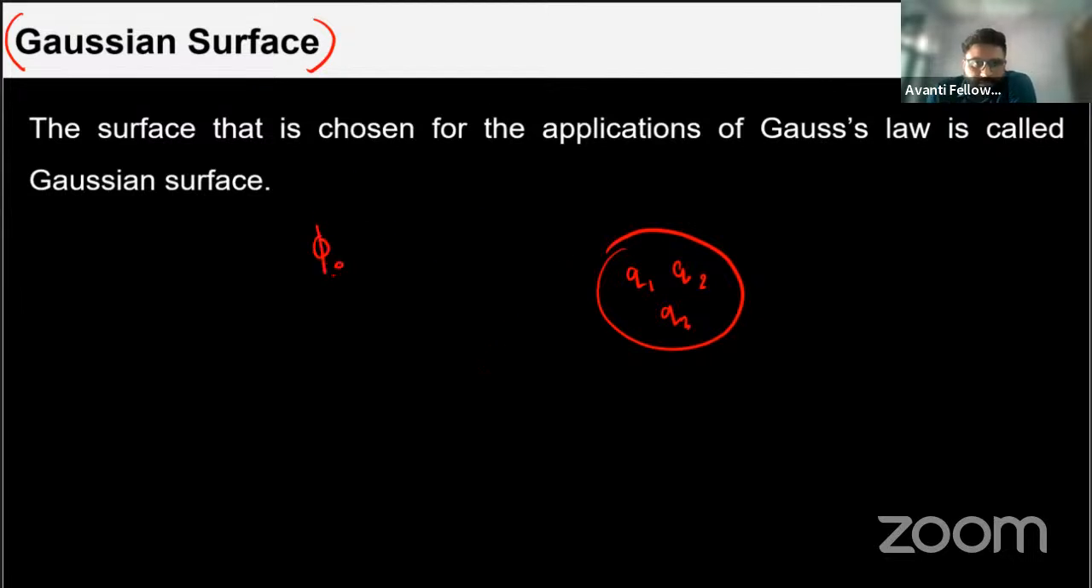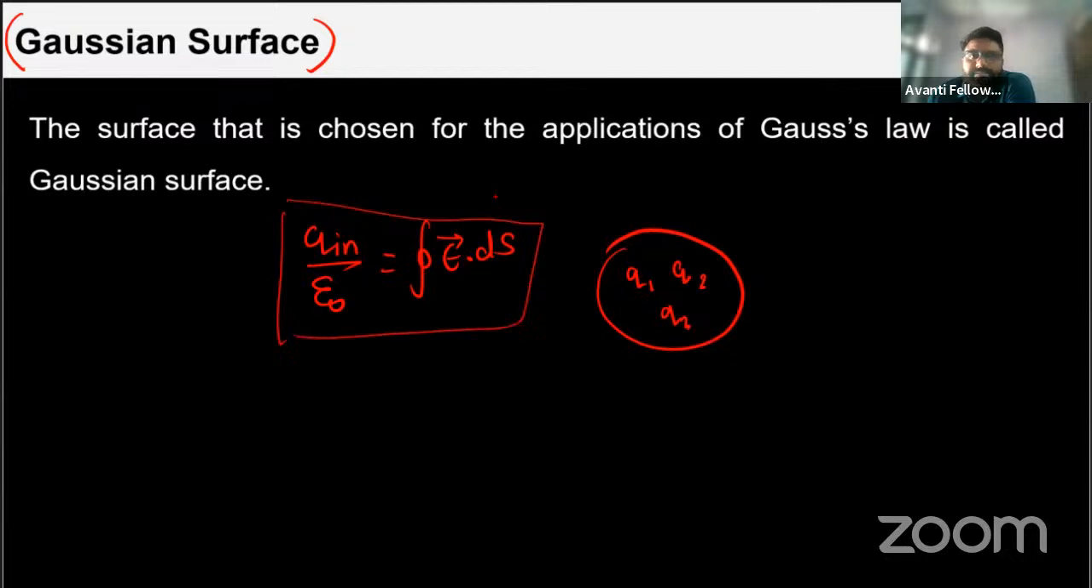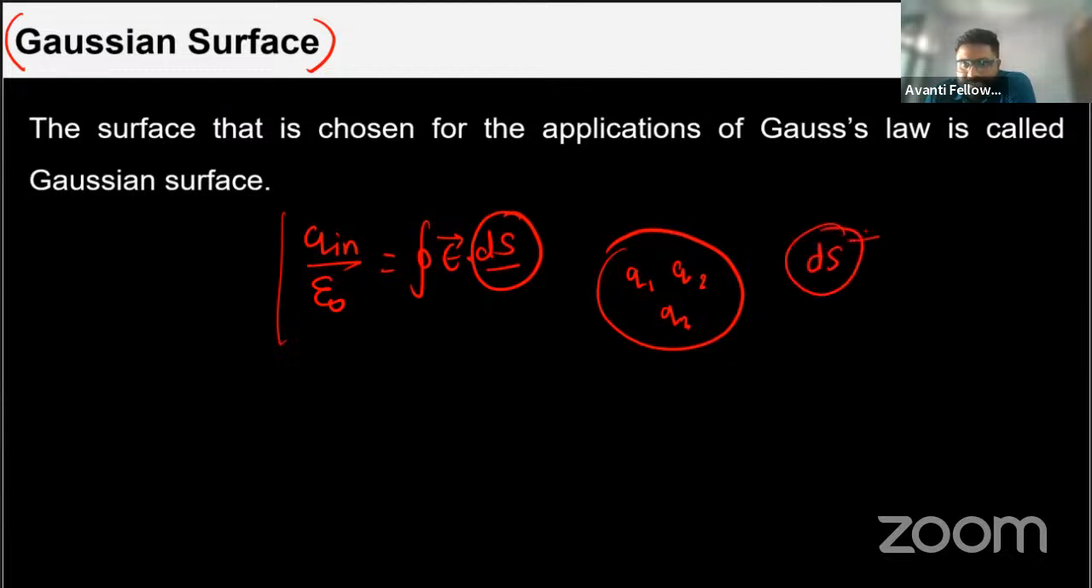Why and how? What is the electric flux phi according to Gauss law? It is Q enclosed divided by epsilon naught, and it is also equal to the closed integral of E vector dot dS vector. Got it? So we can remove this and take this as the new equation. In this equation, there is a dS, and dS is the differential surface area.